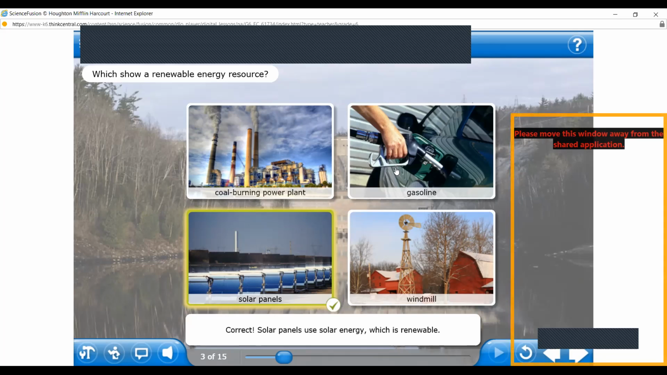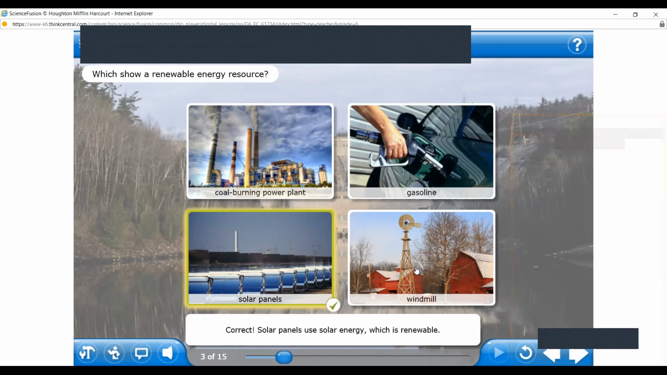Gasoline, is it non-renewable or renewable? Gasoline or petrol? Non-renewable. Very good. It is non-renewable. So here there are two things which are renewable. That is sun and wind, because that will last forever.